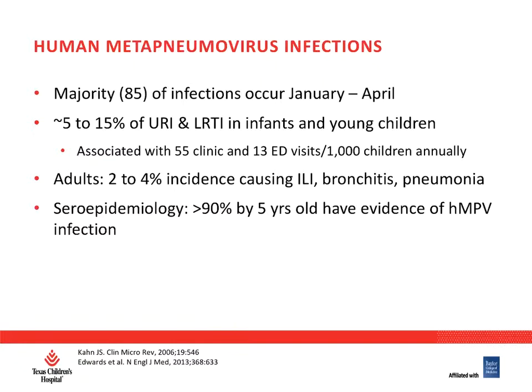In adults, it's less common that we see influenza-like illness or bronchitis or pneumonia due to metapneumovirus. So it's primarily a pediatric pathogen. But of course, most every one of us has been infected, whether symptomatically or asymptomatically, since seroepidemiology studies show that by 5 years of age, at least 90% of individuals have evidence of prior metapneumovirus infection.